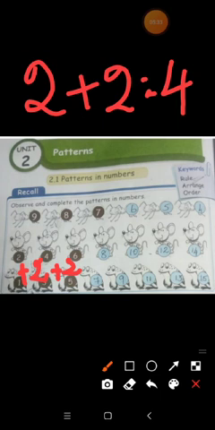Here the last number is 4. So 4 plus 2 is 6. Next, the last number is 6. So 6 plus 2 is 8. 8 plus 2 is 10. 10 plus 2 is 12. 12 plus 2 is 14. I already did it for you. Okay, I understand this. Come to the next one. What is next? 1, 3, 5.